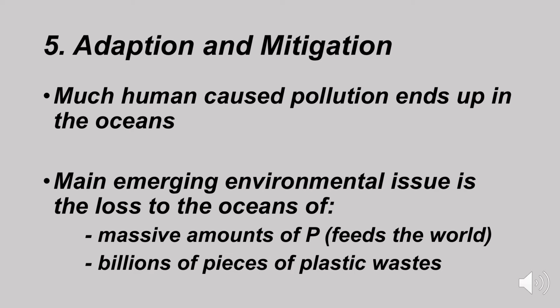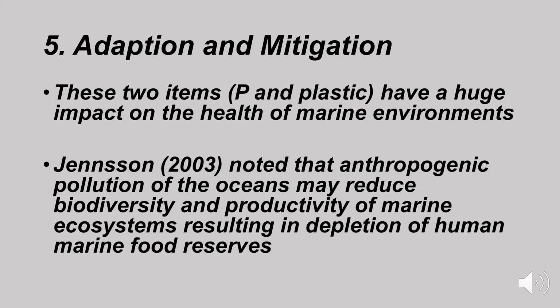to massive amounts of phosphorus. Phosphorus is important because phosphorus feeds the world. It's the fertilizer that's in shortest supply, and it's accumulated in the ocean. The oceans have billions of pieces of plastic waste. If you look at just these two issues, phosphorus in the ocean and plastic waste, just those two issues have a huge impact on the health of marine environments.